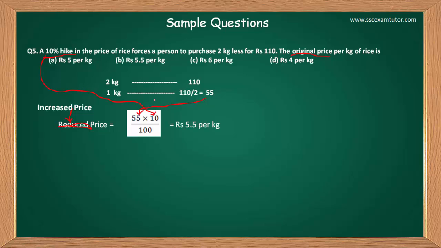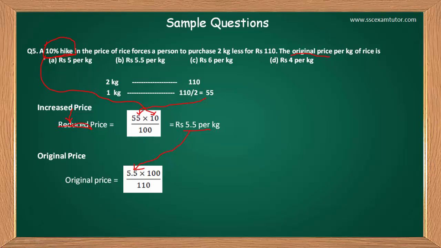So on solving you will get 5.5 per kg, that is the increased price. So in order to find the original price you will have to use this value. So original price is equal to 5.5 divided by 110. So why 110? Due to this 10% hike.